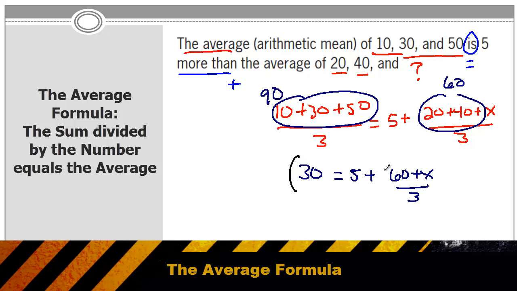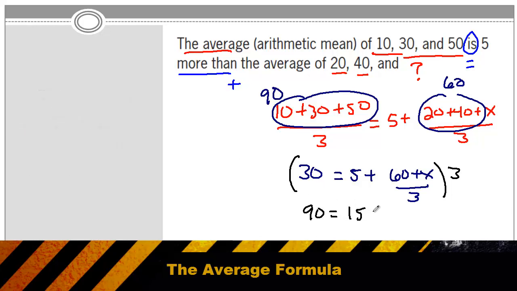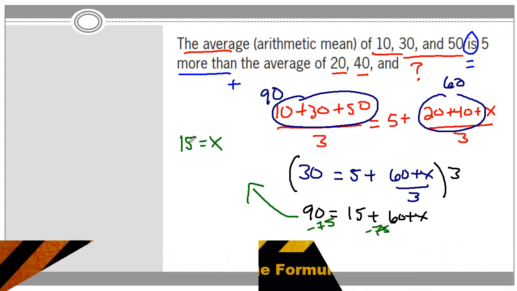I can multiply both sides by 3 to get rid of my fraction, and I'm left with the equation that 90 is equal to 15 plus 60 plus x. Subtract 75 from both sides, and I get 15 is equal to x.